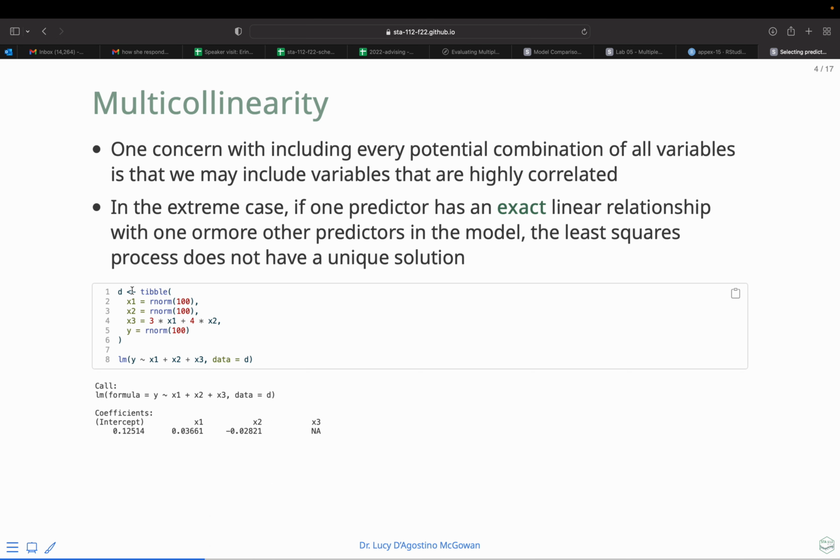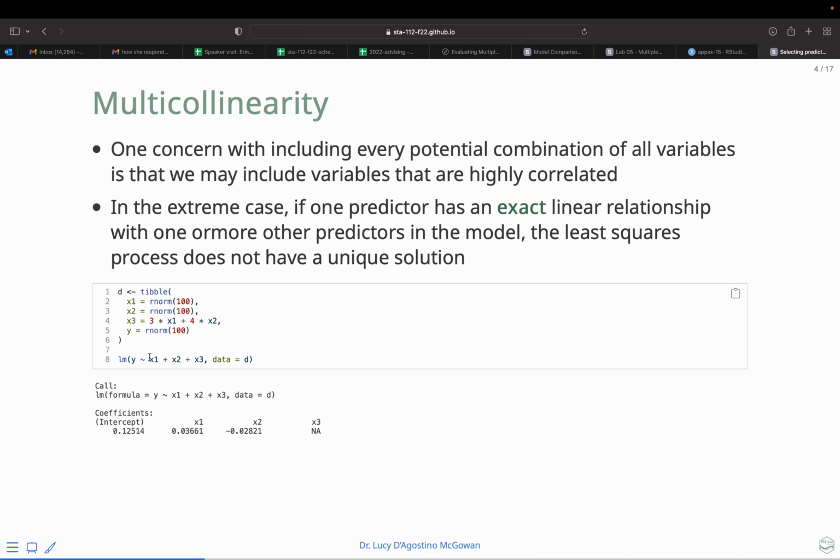And so here I've simulated a little bit of data to demonstrate what I mean by that. I have 3 variables here. The first 2 are generated from a normal distribution. This 100 here just indicates that I'm generating 100 values, so my sample size here is 100. So I have 100 observations for x1, 100 for x2, and then x3 is equal to this linear combination of x1 and x2. So x3 is equal to exactly x1 times 3 plus x2 times 4.